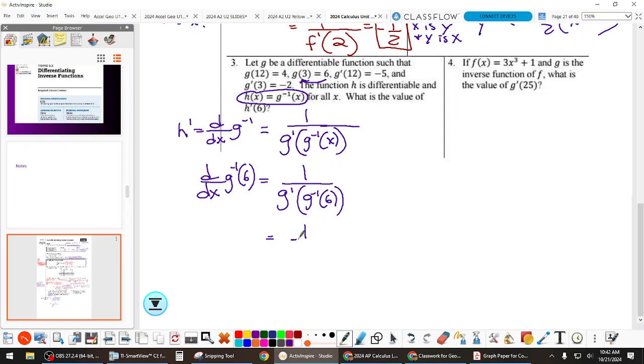I'm writing a little bit more on these just because it takes some explanation. So x is 3, and then find G prime of 3, which is -2. So our H prime of 6 is -2.